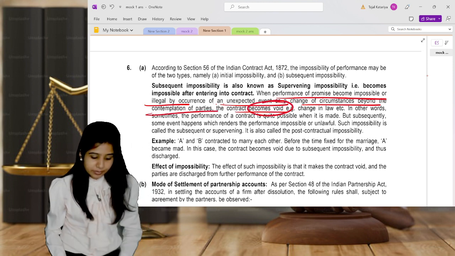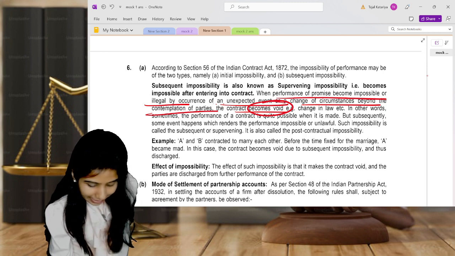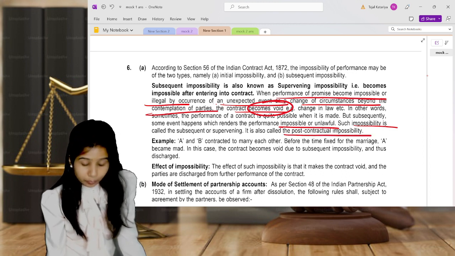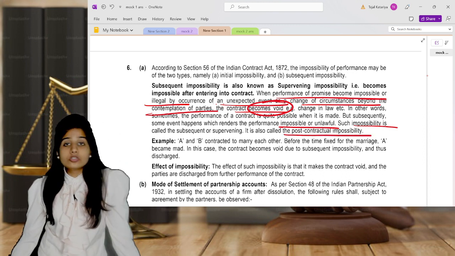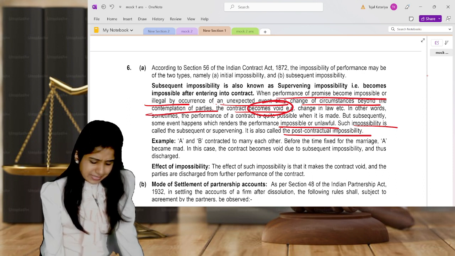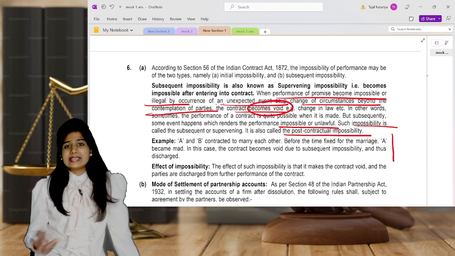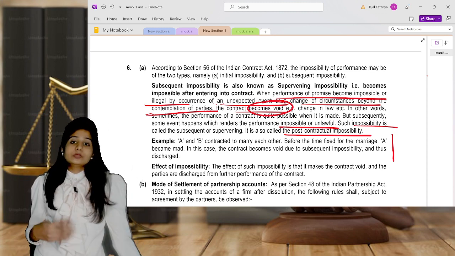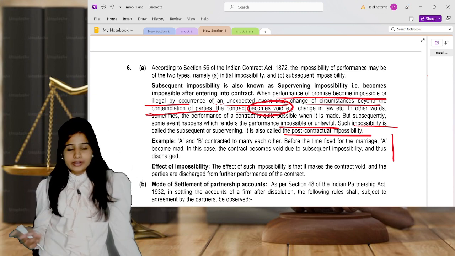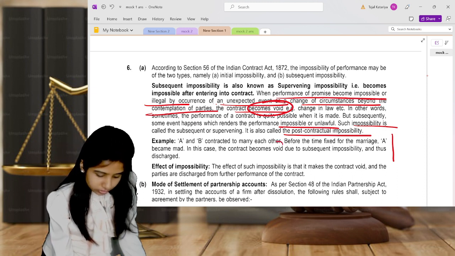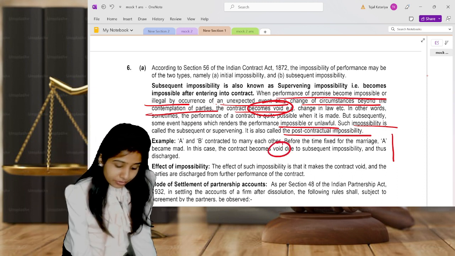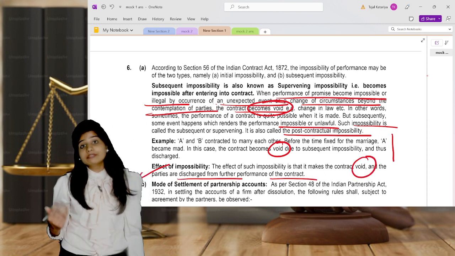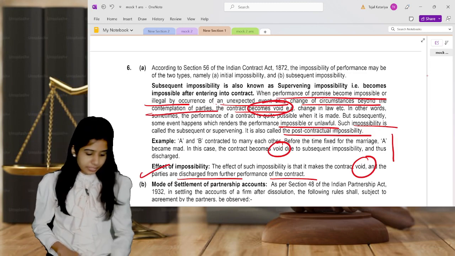The word void is very, very important. All supervening acts become impossible, and this impossibility, we can also call it a post contractual impossibility. Write whatever example you want to write. X and Y decided to marry, Y is no more, Y is dead. So this contract becomes an impossible contract, supervening impossibility. So this will be a void contract. And the effect of impossibility is always void, and the contract will get discharged because of impossibility to perform.